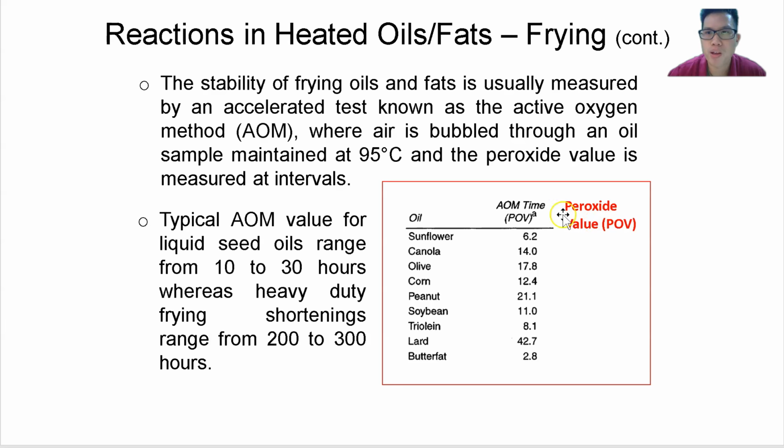So you can see from here the AOM values. What happens is that they accelerate the oxidation by bubbling air through the oils, heated at 95 degrees Celsius, and determine the peroxide value, how much has been formed. Those with a lower amount of unsaturated fatty acids and polyunsaturated fatty acids are actually more stable against the formation of peroxide.